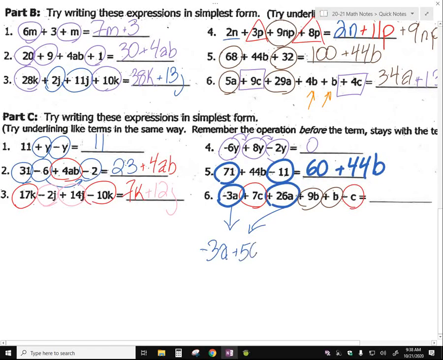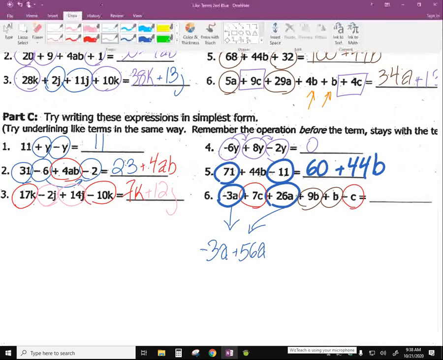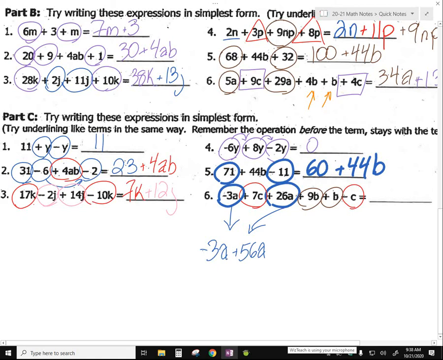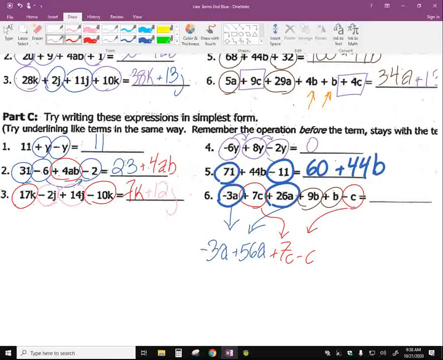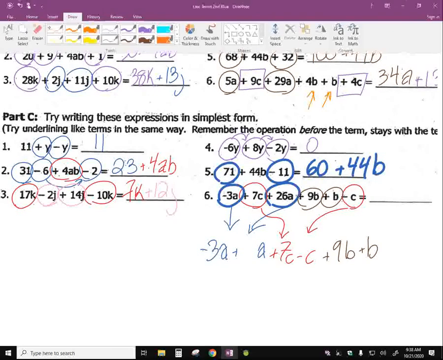Plus 56a. I'm going to use red so you can see what I'm doing. I like how they let us use the calculator on the hard one. Plus 7c minus c. Here's brown. Plus 9 baseballs. Plus b. Oh, what did I do there? Yeah, you're right. Thank you. Sorry, people watching at home.